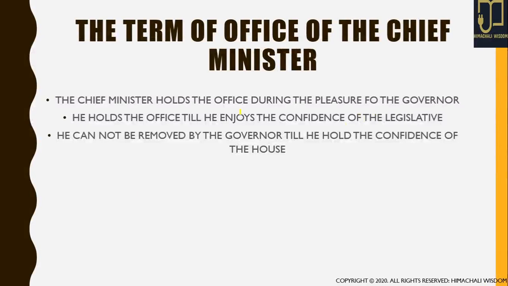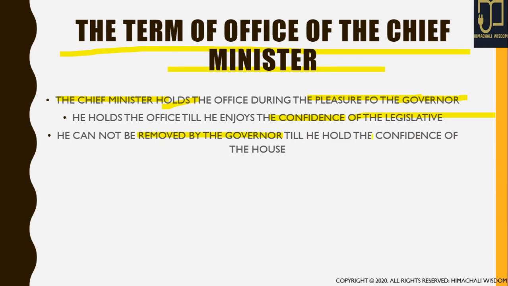Now let's discuss the term of office of the chief minister. So what is the term of office of the chief minister? Just like we have discussed for the prime minister, the chief minister holds office during the pleasure of the governor. The chief minister holds his office till the governor advises him otherwise. But in any case, the chief minister enjoys his power only when he has the confidence of his party at the legislative assembly, and he cannot be removed by the governor as long as he holds the confidence of the house.